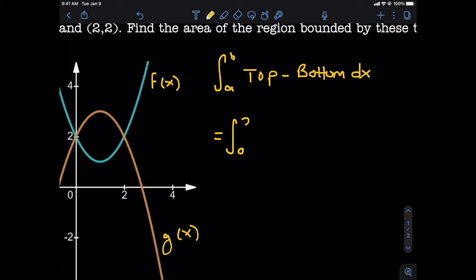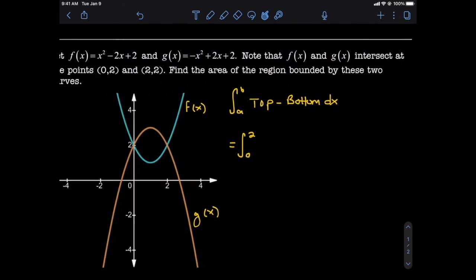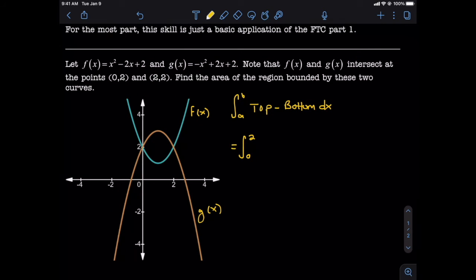Our integral is going to go from 0 to 2, and then I'm just going to zoom out so I make sure I get these formulas right. We first need our g of x function. That would be negative x squared plus 2x plus 2. And then we always need a minus in between them. My f of x function is x squared minus 2x plus 2.